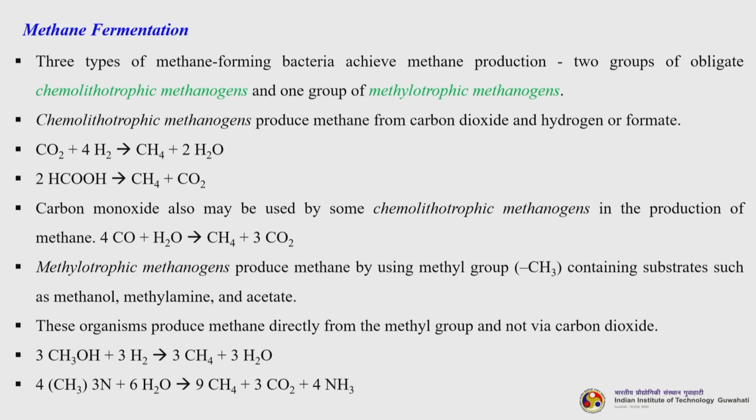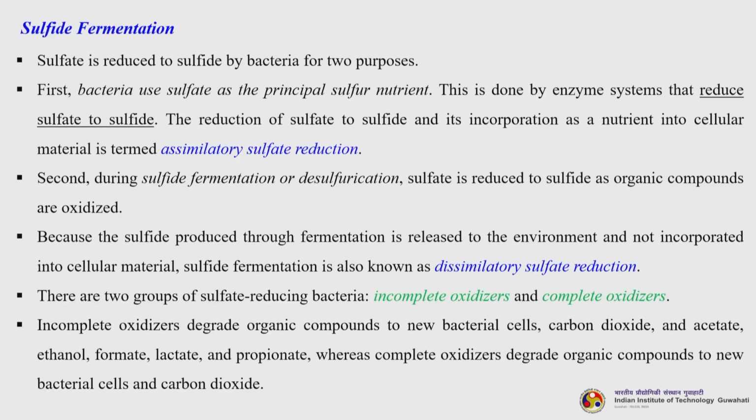Now, methylotrophic methanogens produce methane by using methyl group containing substrates such as methanol, methylamine and acetate, and these organisms produce methane directly from the methyl group and not via carbon dioxide by these 2 following reactions. Okay. So, one is methanol and one is methylamine. Okay. Then next is sulfide fermentation.